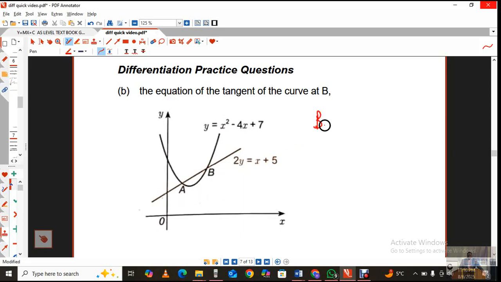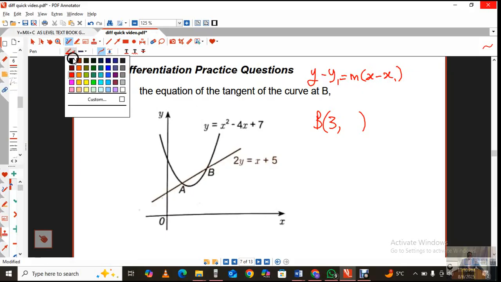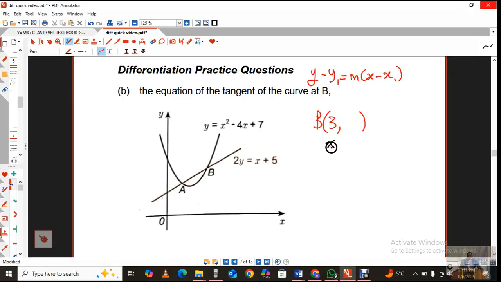Now, let me just write down what my B x value was, 3, if you remember. Now, I like to do this. It's not necessary sometimes, but because you are trying to find the equation of a tangent, this is the formula: y minus y sub 1 is equal to m, then you have x minus x sub 1. So here you have a problem. You have an x point, but you do not have a y point.